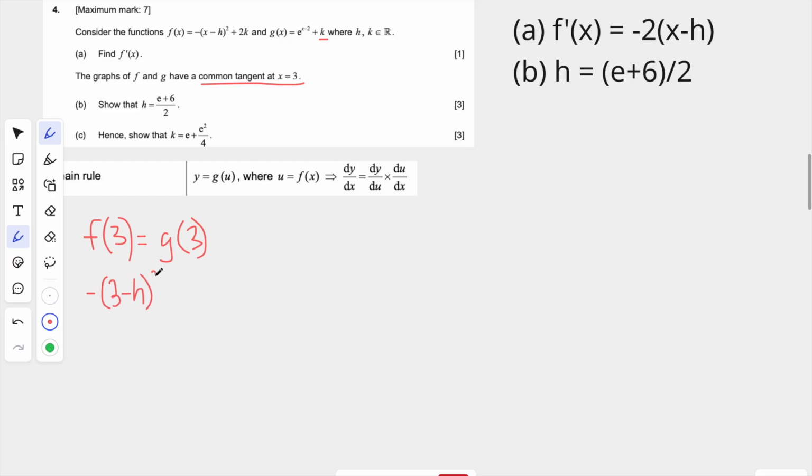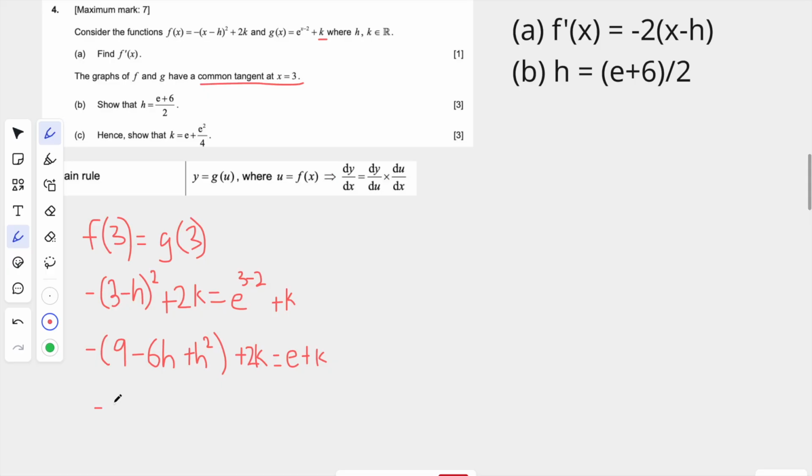We have minus (3 minus h) squared plus 2k equals e plus k. We can expand the brackets first and subtract k from both sides, which leaves us with minus 9 plus 6h minus h squared plus k equals e. Keeping k on its own and moving everything else to the other side yields k equals e plus h squared minus 6h plus 9.